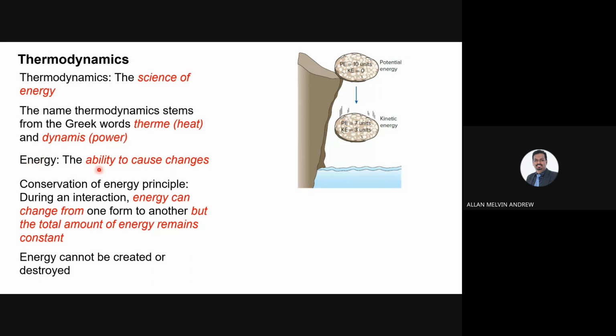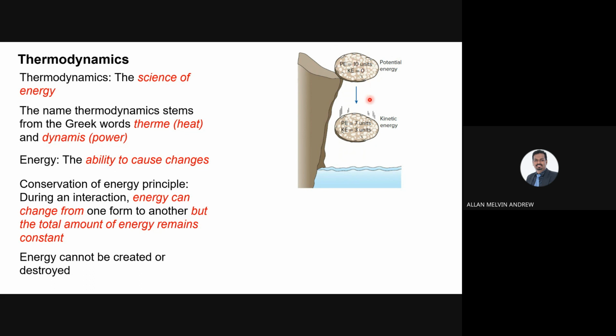The power can be used to move a lot of stuff. Energy is the ability to cause changes. If you look at this picture, you have a rock on a cliff. When the rock is placed on top, it has fully potential energy, because it's not moving, it's standing at one point, even though it is experiencing gravity. So the potential energy is 10 and the kinetic energy is zero because it's not moving.